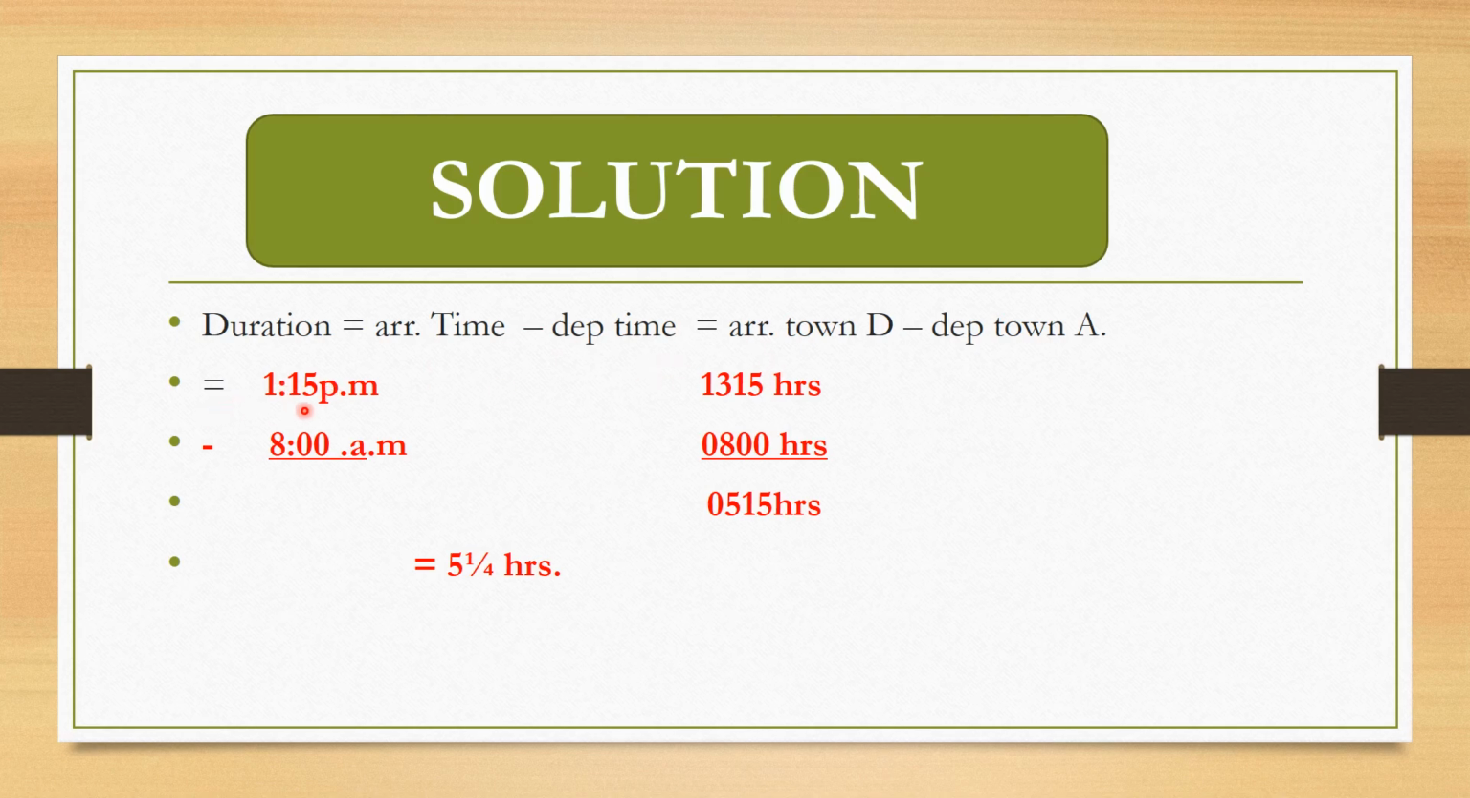So this one can be changed to the 24-hour clock system, that is plus 12, 13:15 hours, then you subtract 0800 hours. You get that you are using 5 hours and 15 minutes, and then these 15 minutes are not in the choices, so they converted into hours. 15 over 60 is a quarter. So the duration of the journey was 5¼ hours.